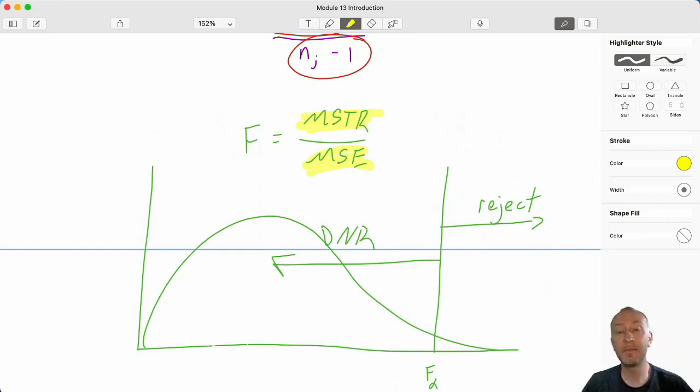Okay, that's ANOVA. That's multi-population tests on means in a nutshell. Let's get started on some examples.